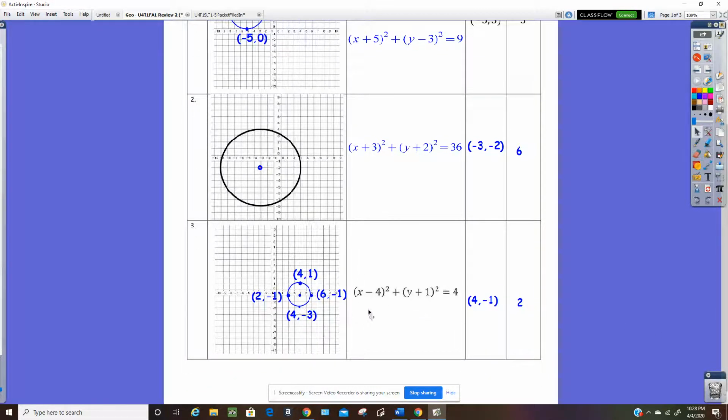The last one, they give you the equation, and then the first thing you want to do is find the center. So the opposite of -4 is +4. Opposite of 1 is -1. The square root of 4 is 2. So I go to (4, -1), right 2, (6, -1), left 2, (2, -1), up 2 is (4, 1), down 2, (4, -3). So given the equation, I find the center first, find the radius, and then sketch the graph.